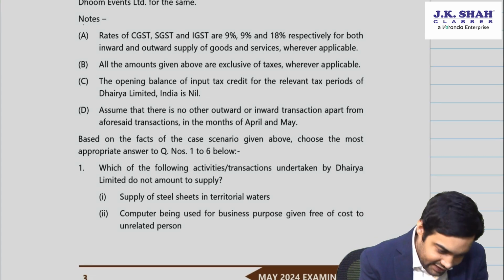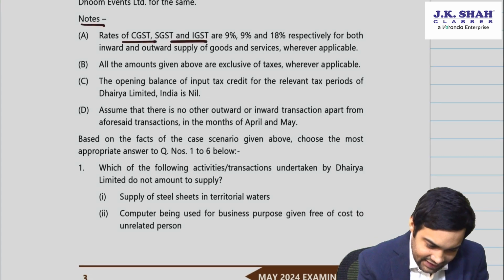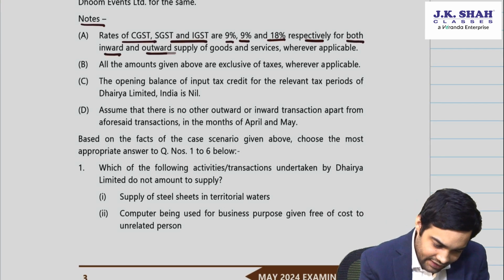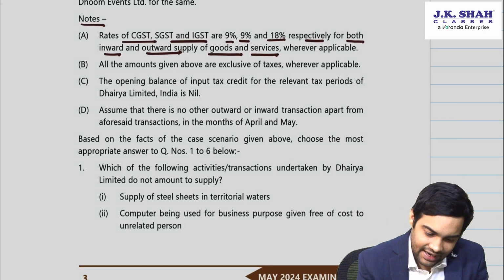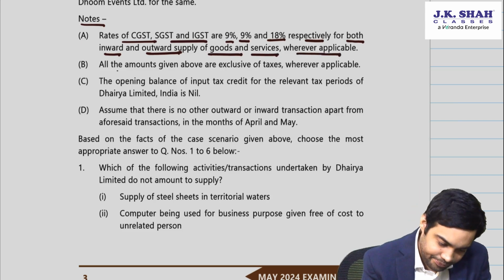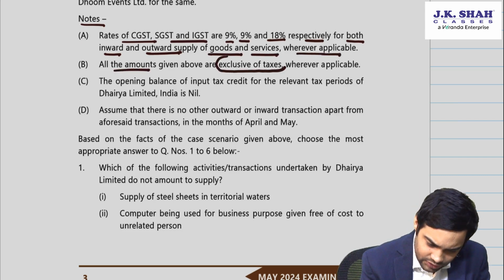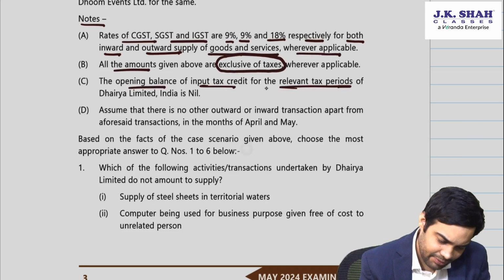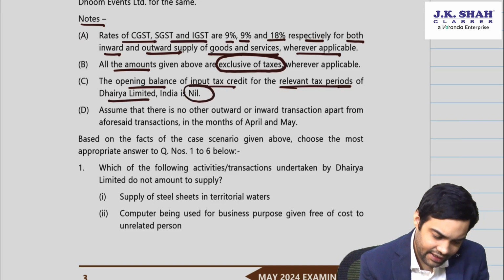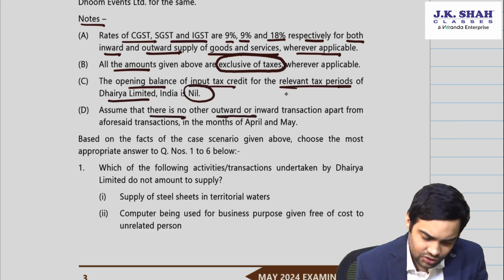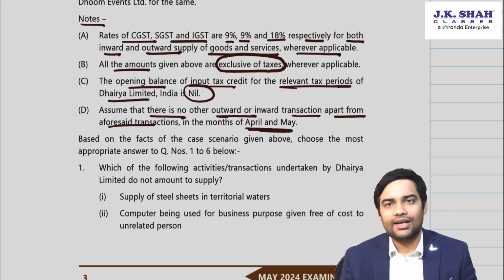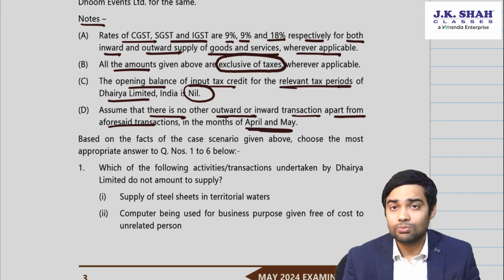Okay, let's have a look at the notes also. Rate of CGST, SGST, IGST will be 9, 9, 18 respectively for both inward and outward supply of goods and services wherever applicable. The amounts given are exclusive of GST. Opening balance of input tax credit for the relevant period for Dairy Limited, India is nil. Assume that there is no outward or inward supply apart from the aforesaid transactions in the month of April and May. So that means 2 months data is given.